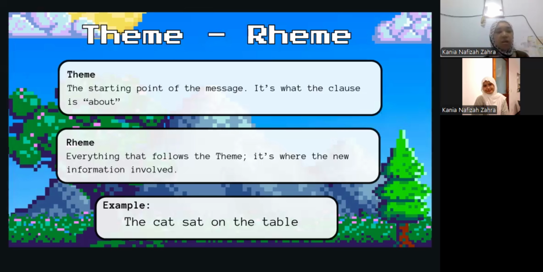For example, here: the cat sat on the table. Which one is the theme? So what is the point of this sentence? Yes, exactly. We're talking about the cat. So the cat is the theme, and the rest of it is the rheme. So everything that follows the theme is the rheme. So it's the additional information. That's the rheme.